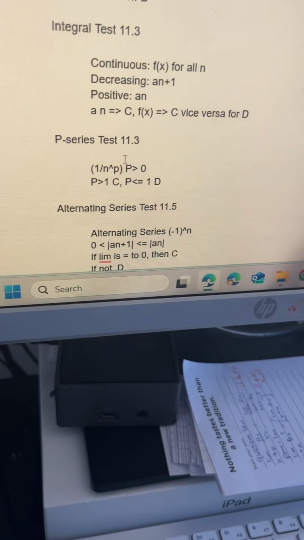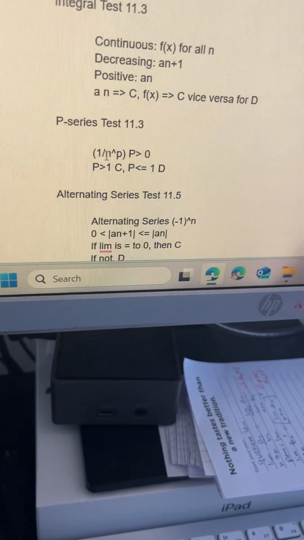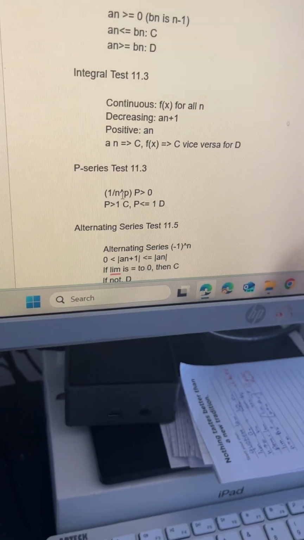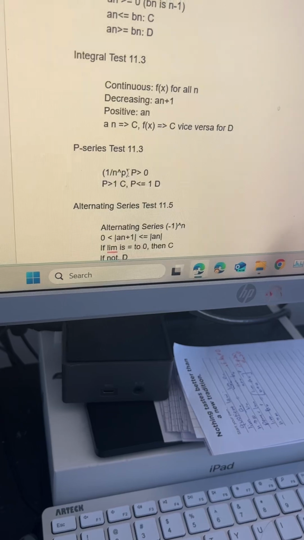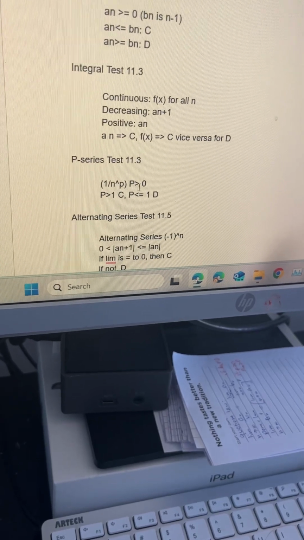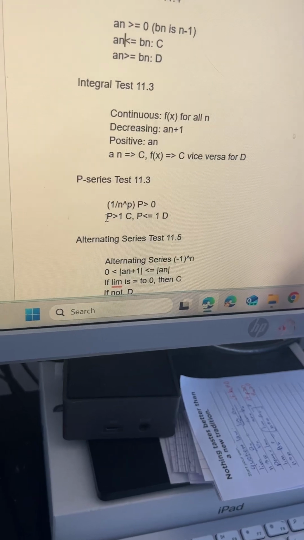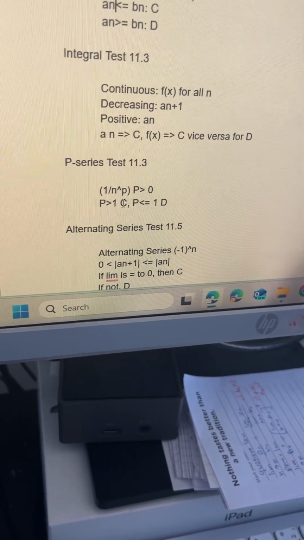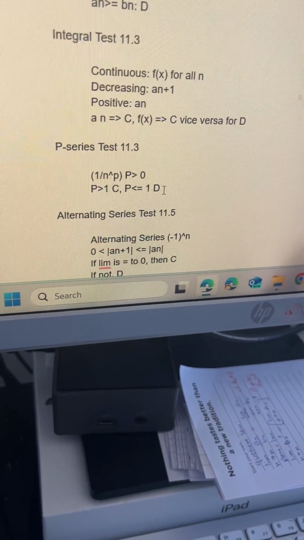And then the p-series test, this is very simple. All you have to do is see if the power of n, which is p here, the n to the power p, is greater than 0, then it qualifies for the p-series test. And if p is greater than 1, then it's converging. But if p is less than or equal to 1, then it's diverging.